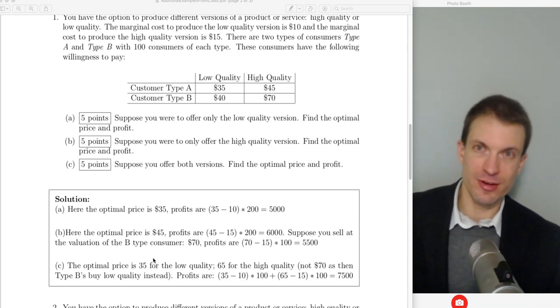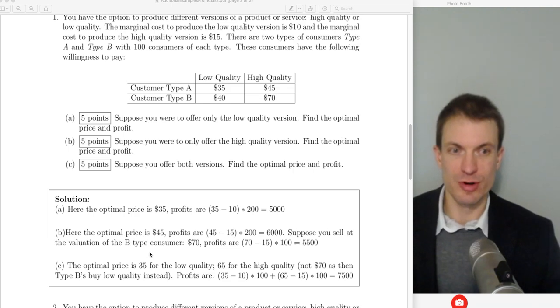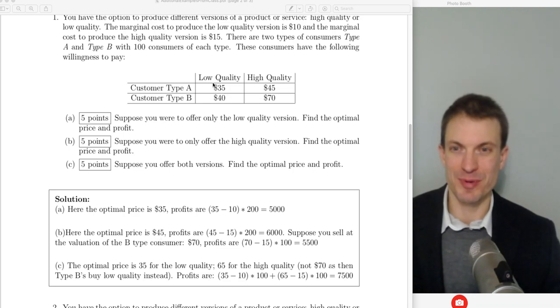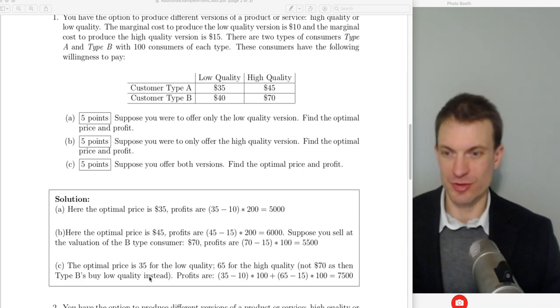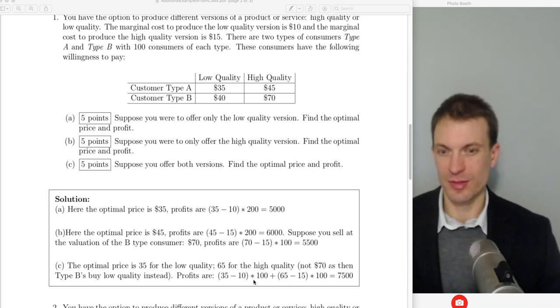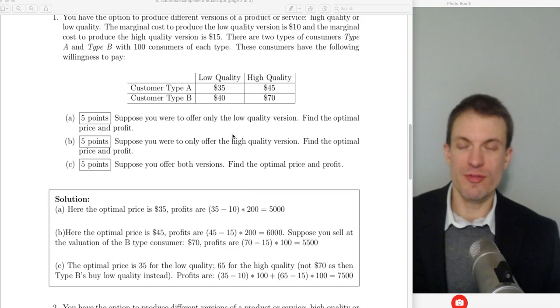To prevent our type A consumers from not buying, we don't want to set a price any higher than 35 for the low quality. That's obvious. So we'll set the price of low at 35. Type A consumers will buy low quality. Our profits are going to be 35 minus 10, which is 25, times the 100 units. What about for our high quality?